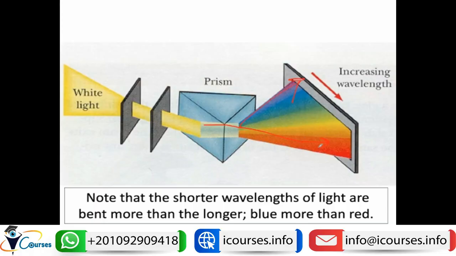This is because this is one of the factors that control refraction. As we said, the longer the wavelength, the less refraction. The shorter the wavelength, the more refraction. So the blue light tends to bend and be refracted more than the red light.